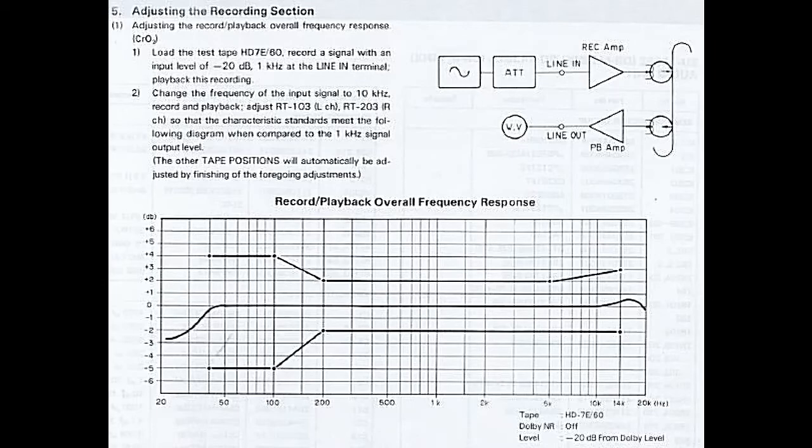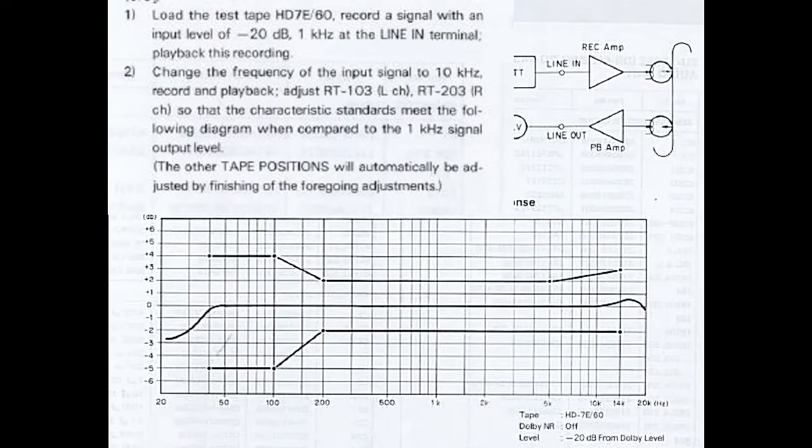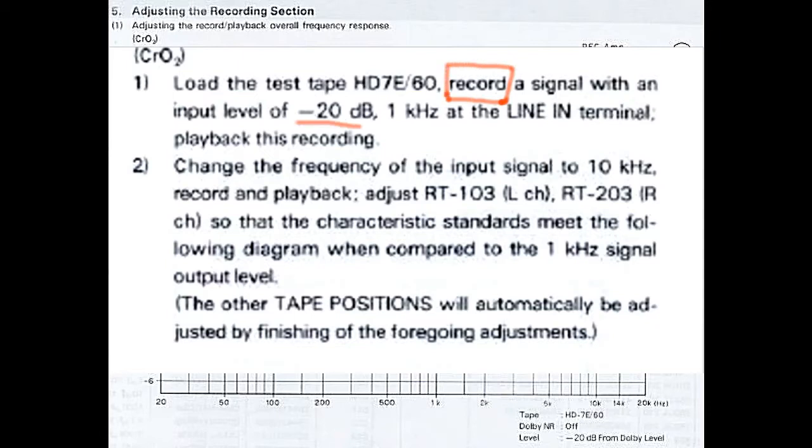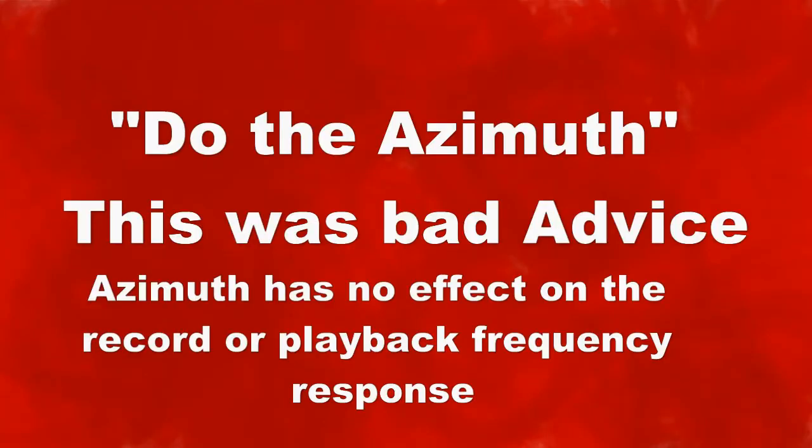Saw somebody asking about this on the Facebook group the other day, and there was a bit of confusion about it. It says on it, use a specific tape, then record those signals, and then play them back. So one of the first responses was, do the azimuth. Well, that's just compounding the problem he already had. He had unbalanced high frequency, but this adjustment has nothing to do with azimuth.